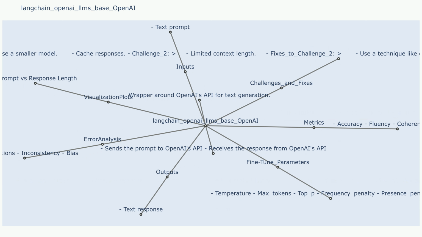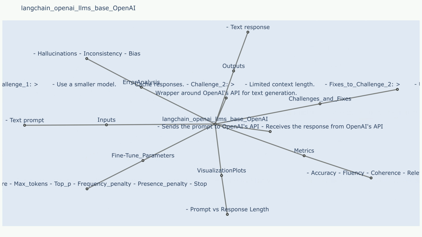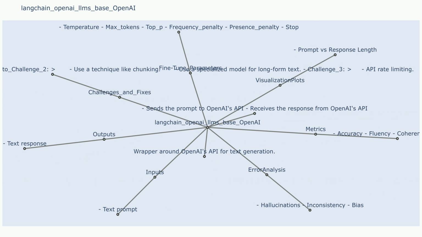Inputs. Input 1: text or prompt. This is the primary input to the LLM. It represents the text or prompt that the user wants the LLM to process. The input can be a question, a statement, a story, or any other form of textual information.